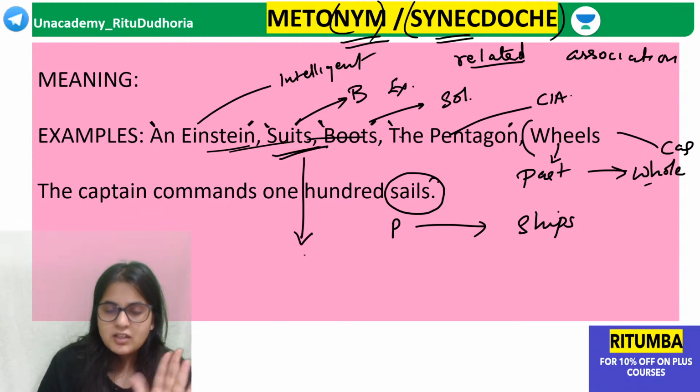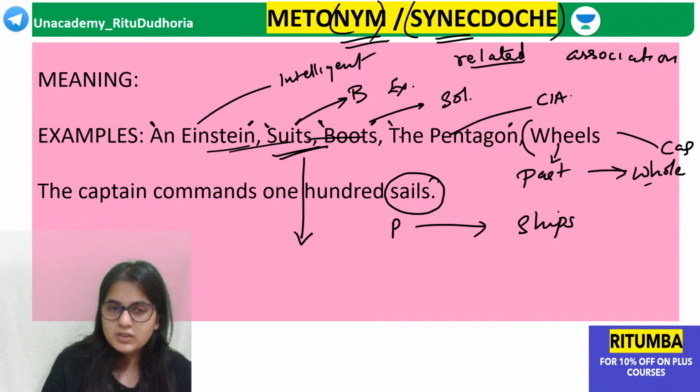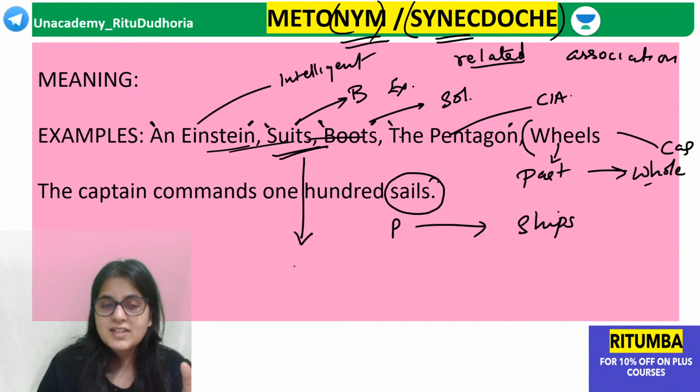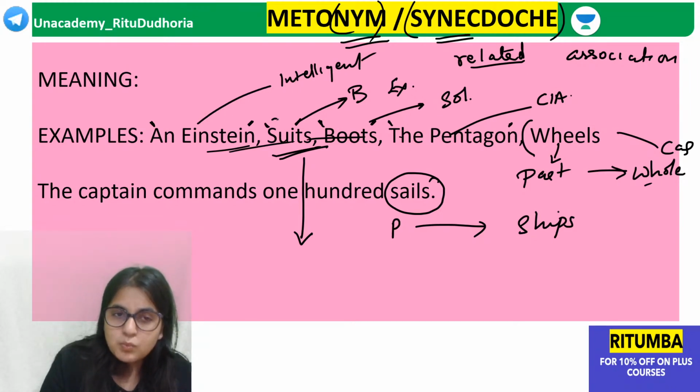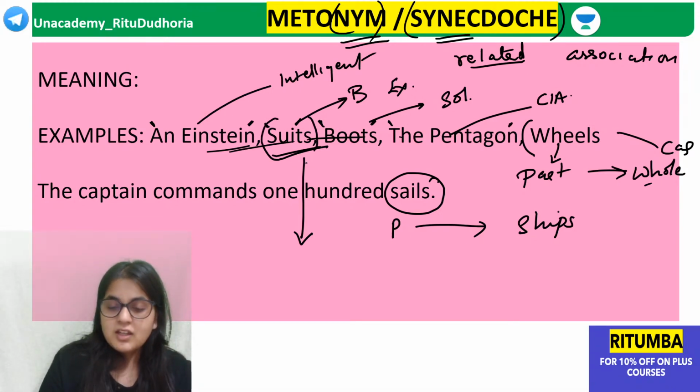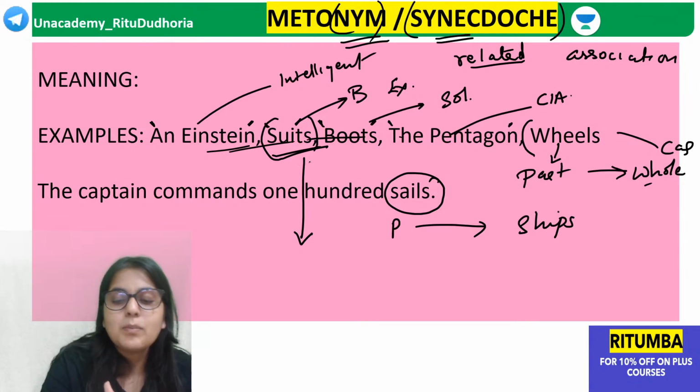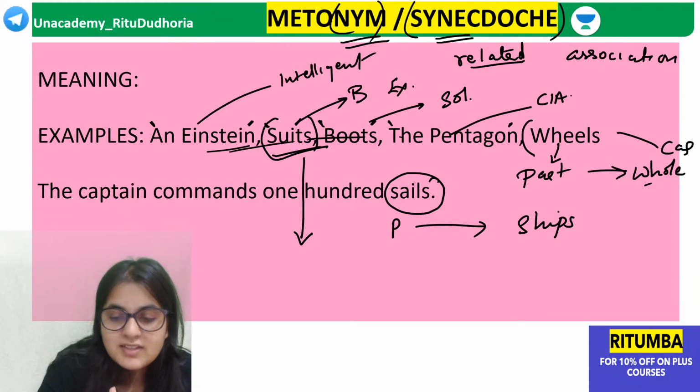A suit is a piece of clothing. Correct. Suit is basically an attire. But when you say the suits are in the meeting, suits here represents business executives, meaning lawyers and business executives are in the meeting. So the word has one meaning, but we are applying it in a different meaning. Did all of you understand this?